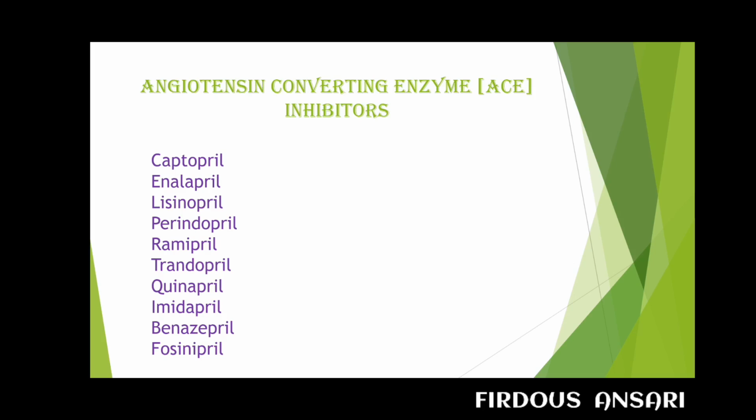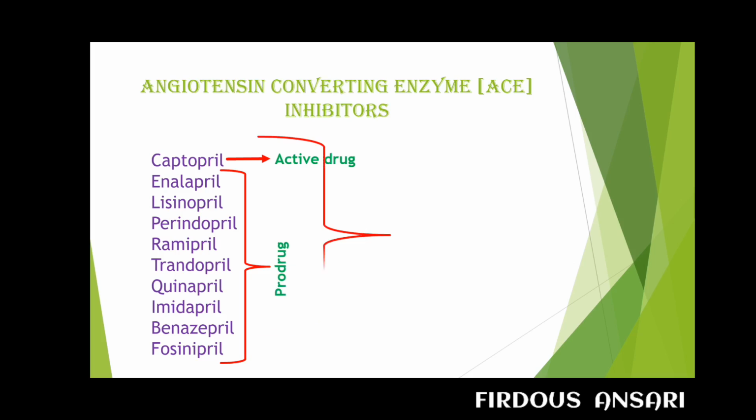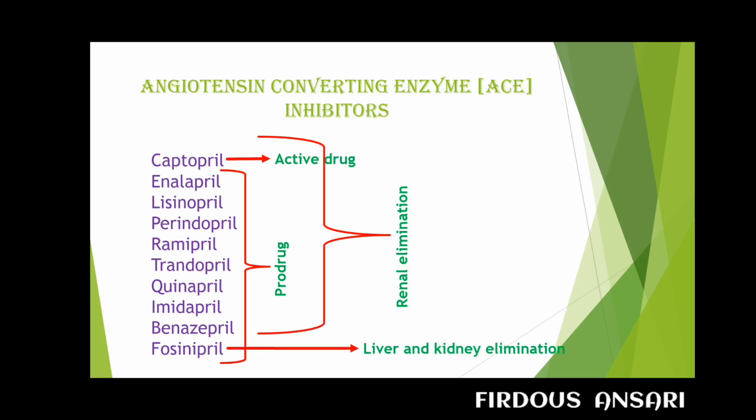Among these drugs, just captopril is an active drug, whereas other drugs are prodrugs. These drugs need to move to the liver, where these prodrugs are converted into active drug. Next, almost all the drugs are excreted via renal elimination except fosinopril, which has dual elimination, meaning it is eliminated via the liver as well as via the kidneys. Okay, so that's all about these drugs.